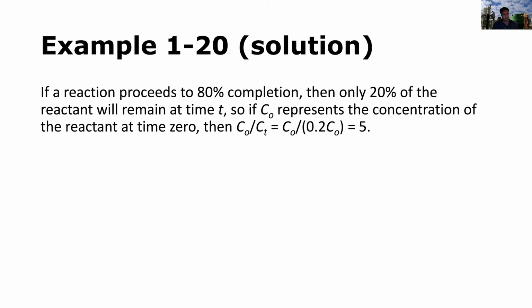So if the reaction proceeds to 80% completion, we know that only 20% of the reactant will remain at time t. So if C naught represents the concentration of the reactant at time 0, then C naught divided by C sub t is equal to C naught divided by 0.2 times C naught, which can be simplified to 5.